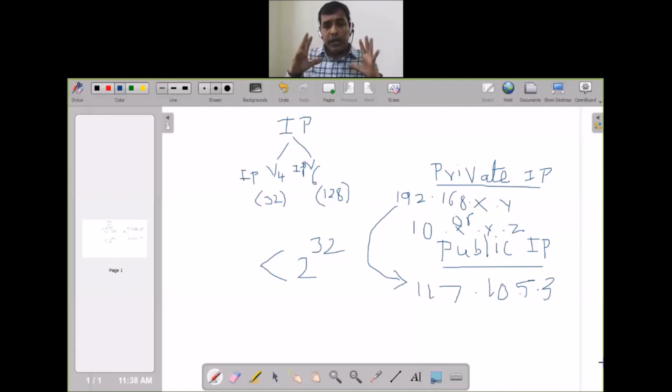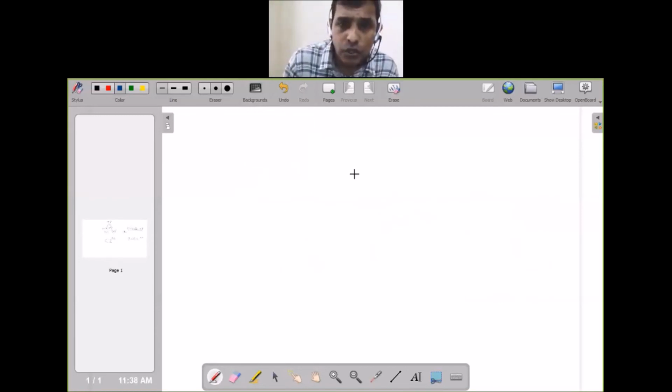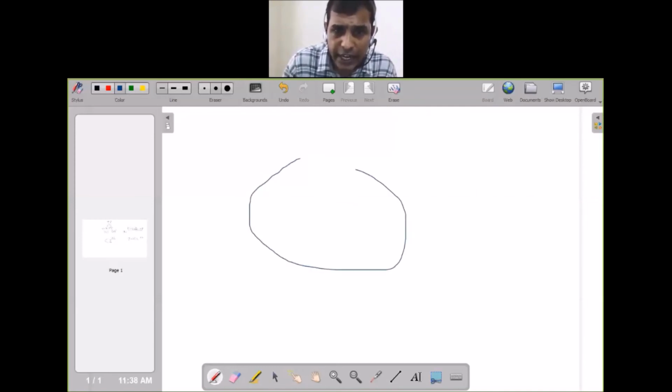You can configure any computer in a network with a private IP address, but if you are connecting to the internet, that private IP address should be converted to a public IP address. Okay, so now the point is how NAT works. Let me show you. So this is a network, an organization network.